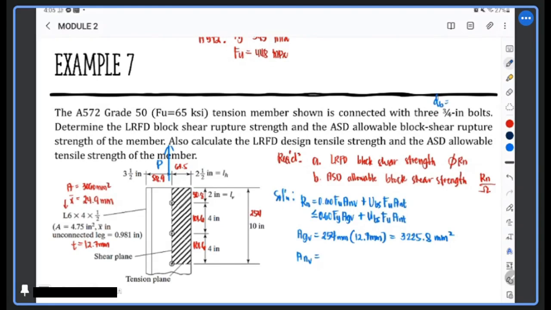That's 19.05 again. We will use 19 mm long. Alright? So the net shear area would be our gross shear area minus the area of the holes that are subject to shear.